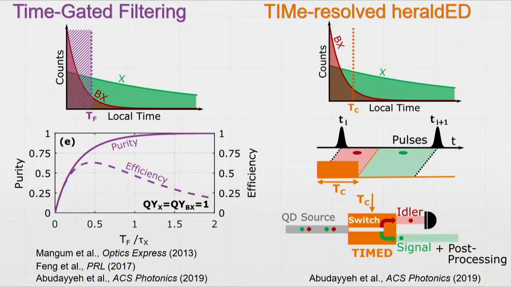This is a passive scheme, of course, and so this time gate is fixed. You choose it at the beginning of your experiment, and then it's fixed. By definition, if you start out with a two-photon event, then your purity is by definition 1. And the efficiency goes up to 63%, 67%, depending on exactly what the quantum yields are.